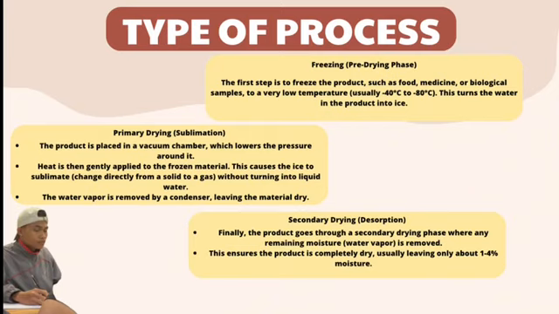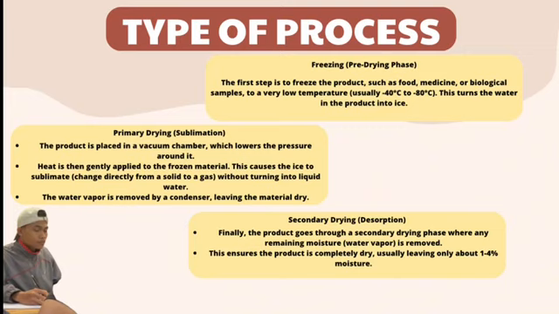Second is primary drying, which is sublimation. The product is placed in the vacuum chamber, which lowers the pressure around it. Heat is then gently applied to the frozen material. This causes the ice to sublimate, changing directly from a solid to a gas without turning into liquid water. The water vapor is removed by a condenser, leaving the material dry.